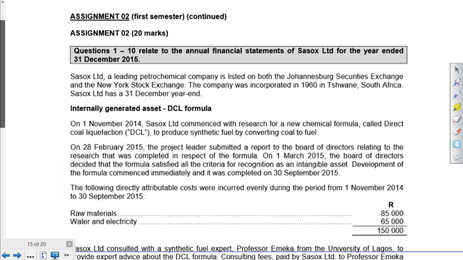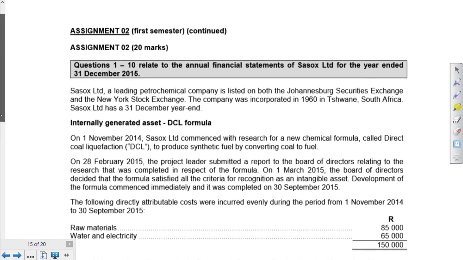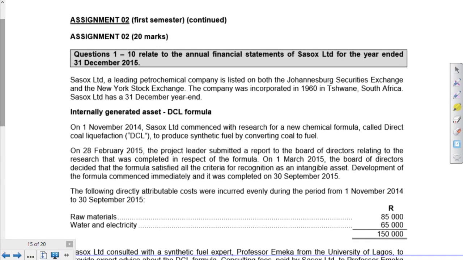Assignment 2. Assignment 2 is multiple choice. Yay. But this one, we've done the big one. Sometimes you see these assignment 2s and you think, oh no, here comes a big one. It's 10 questions, I think, and it's 2 marks each. It is predominantly about intangibles, and we're only going to do intangibles next week.